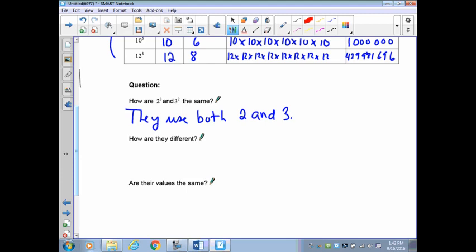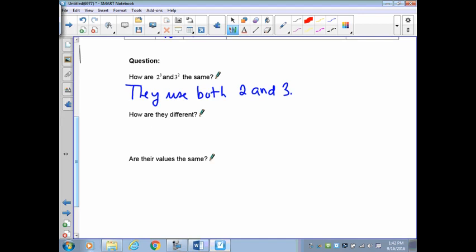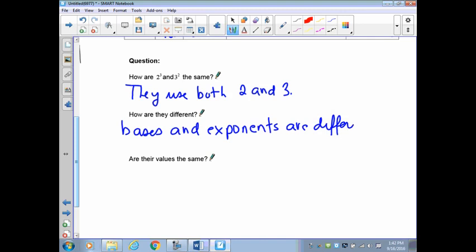They use both 2 and 3. How are they different? Their bases and exponents are different. Okay? So if you take a look at going down, just to help you out, are their values the same?